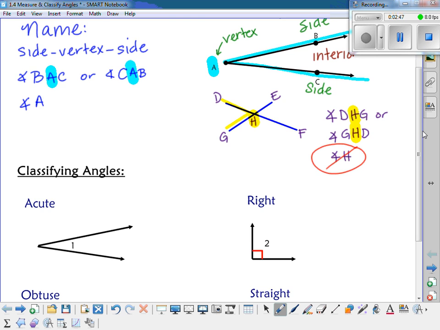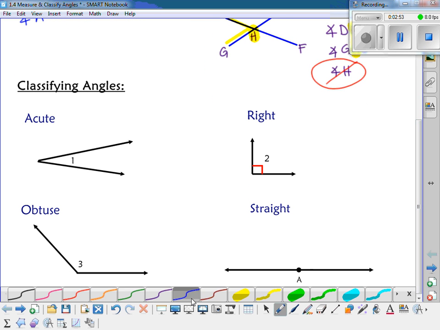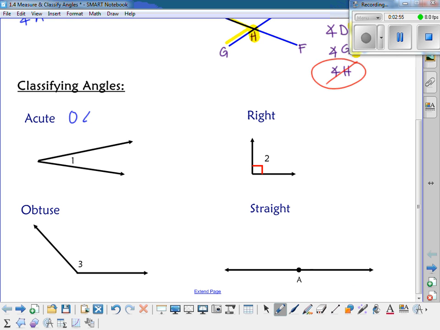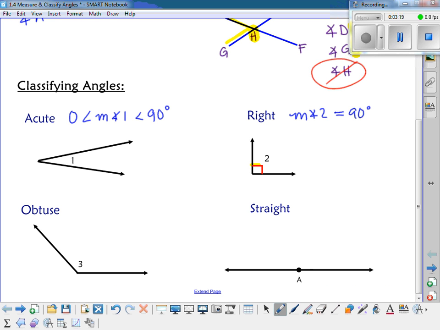Okay, when it comes to classifying angles, there are 4 classifications that we use. An acute angle is an angle whose measure falls between 0 and 90 degrees. So it's greater than 0 and less than 90 degrees. A right angle is exactly 90 degrees, so the measure of angle 2 here is equal to 90 degrees. And we designate a 90-degree angle by using this little square in the angle down there. That shows that that's a right angle.